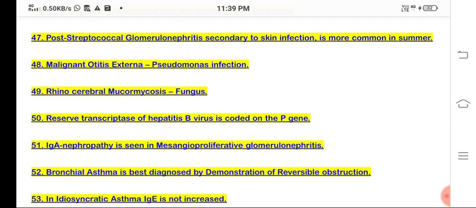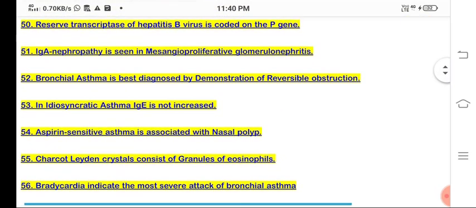You are not going to only clear the disease but do the surgery radically and cure the immunocompromised status of the patient. That means if the patient is diabetic, then treat the diabetes of that patient along with the surgery. Reverse transcriptase of hepatitis B is on the P gene. IgA nephropathy is seen in mesangial proliferative glomerulonephritis.